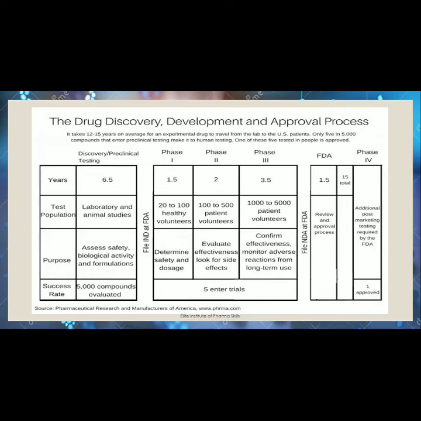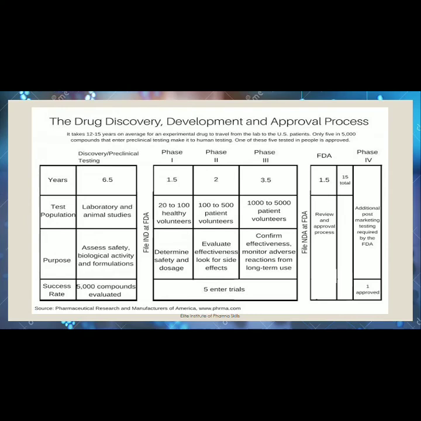Phase 2, duration 2 years, number of subjects 100 to 500. Purpose: evaluate effectiveness, look for side effects. Phase 3, duration 3.5 years, number of subjects 1000 to 5000. Purpose: to confirm effectiveness, monitor side reactions, and long term use. Phase 4, also known as post-marketing surveillance, is additional post-marketing testing required by the FDA.